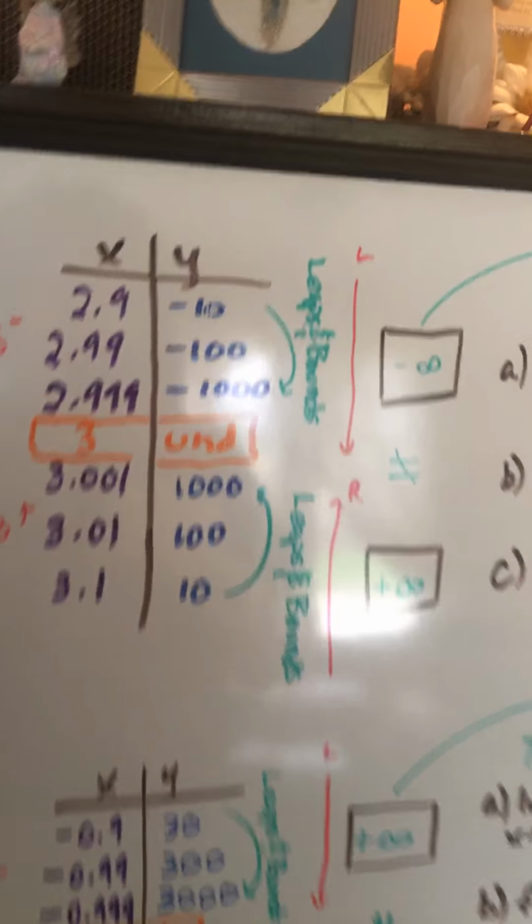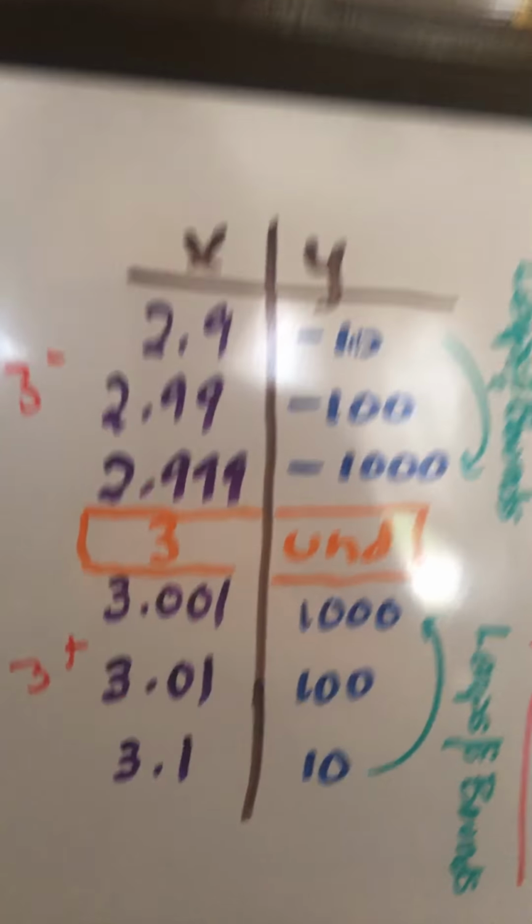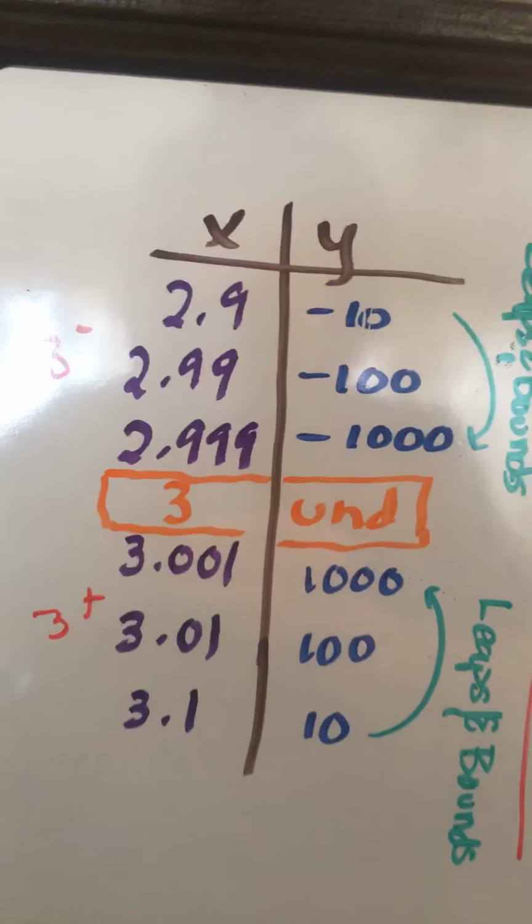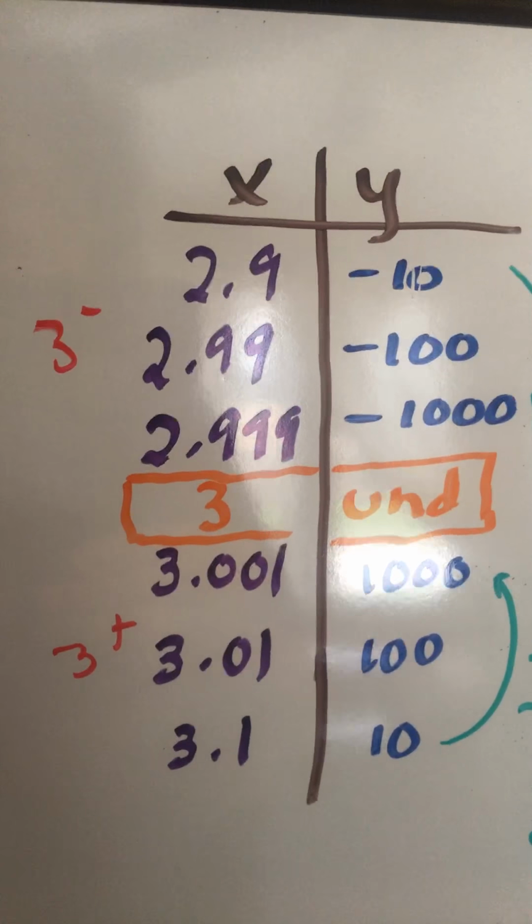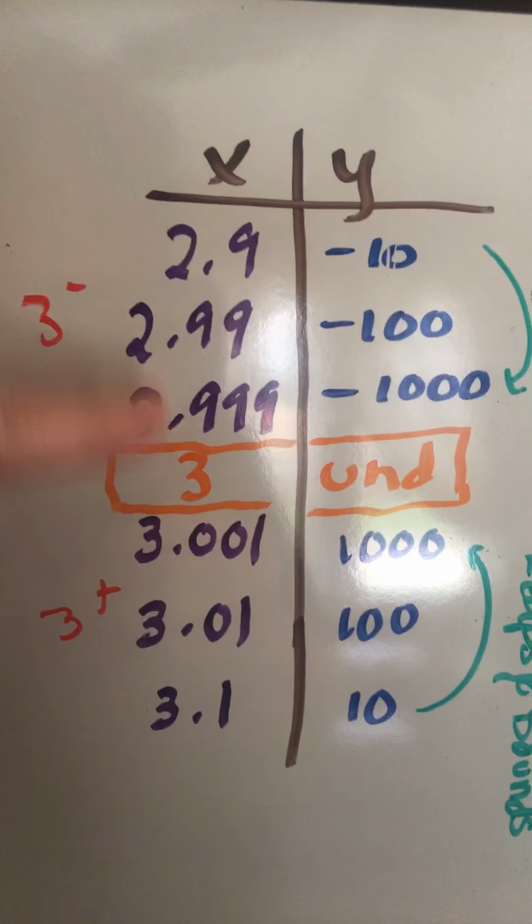Now let's move to the infinite vertical asymptote, unbounded. Now, how do we tell these? Let me get the sunlight out of there. So I'm still going to squeeze in.